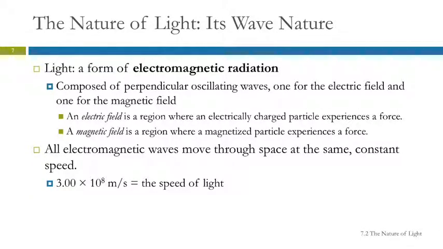So the various branches of science overlap, and so here chemistry is going to take a little field trip into physics. So we need to talk about light, and what is light? Light is a form of electromagnetic radiation. It's composed of perpendicular oscillating waves. One is an electric field, and one is a magnetic field.